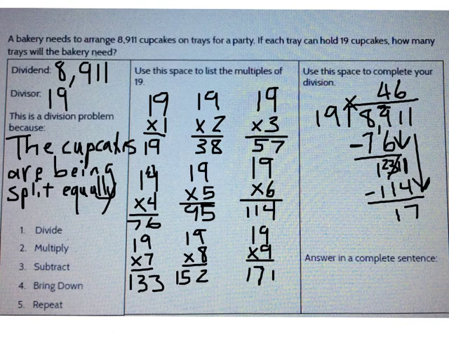I bring down my 1 so that I can divide in the ones place. How many times does 19 go into 171? It goes in 9 times. What's 9 times 19? It's 171. So, I have no remainder. The answer to this division problem is 469. That means the bakery will need 469 trays of 19 cupcakes to hold all of the cupcakes.